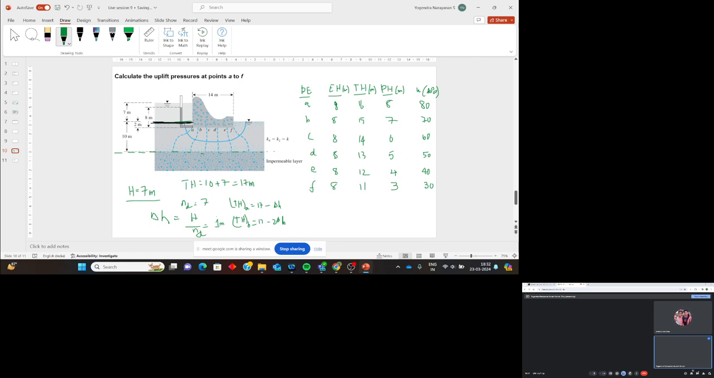Now, this is the pressure acting. In which direction is the pressure acting? Upward direction. It will be acting in the upward direction. So, the total width of the dam is 14 meters, right?